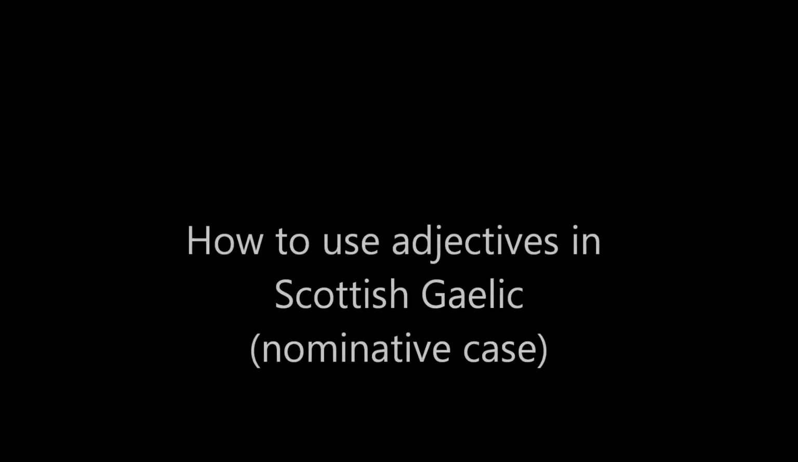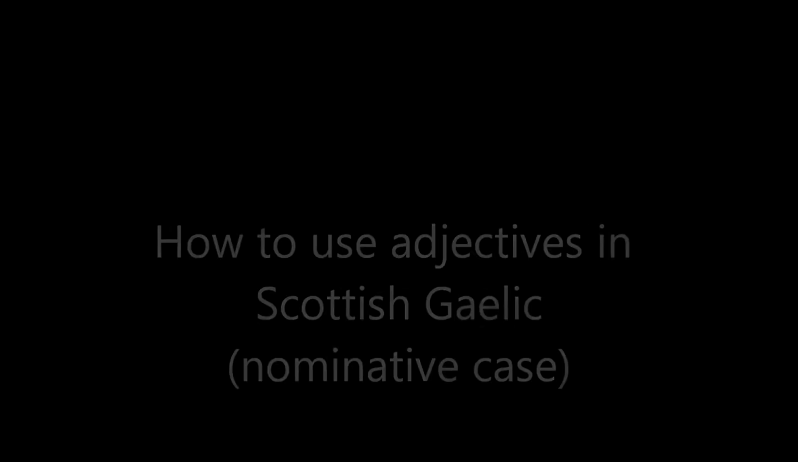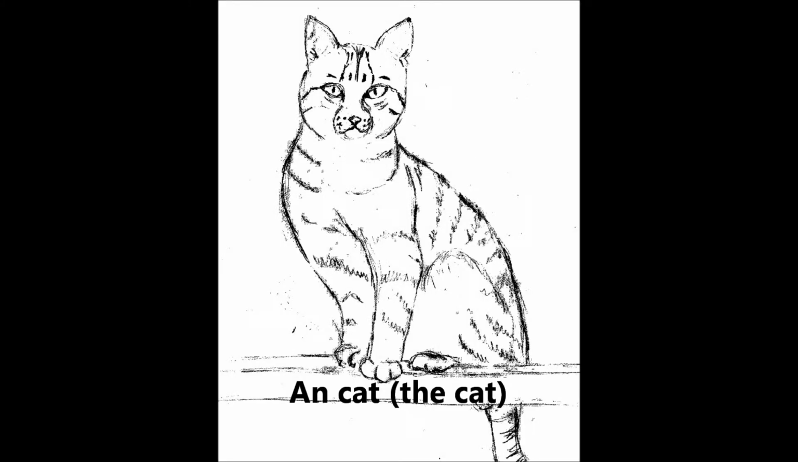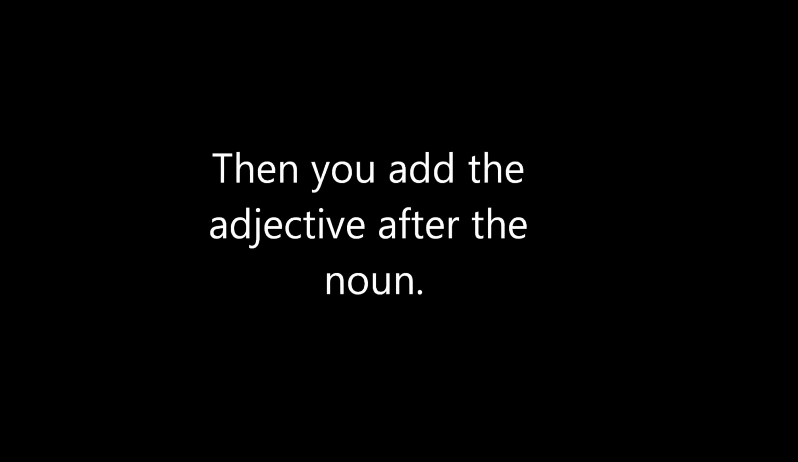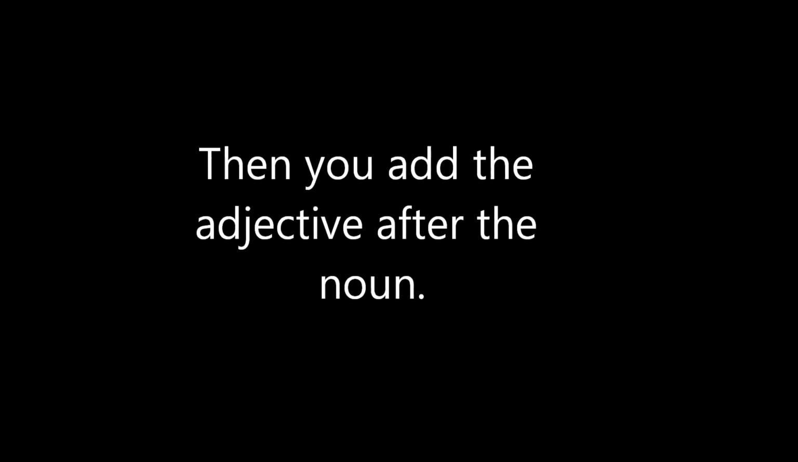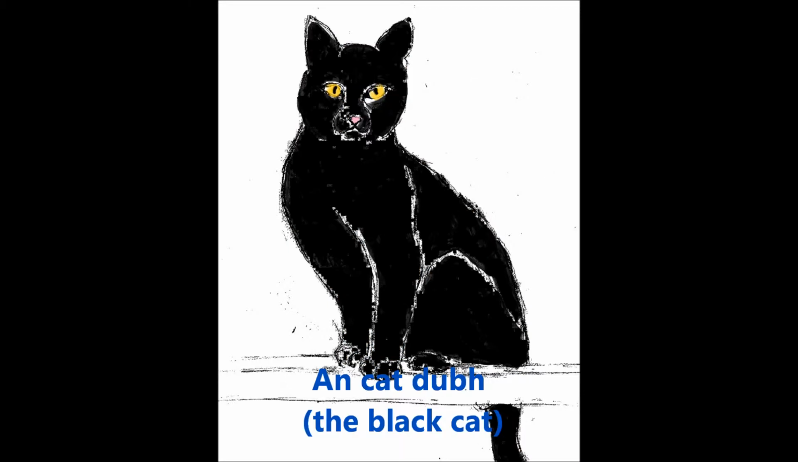How to use adjectives in Scottish Gaelic. First, you need a noun. Something like an cat. Then you add the adjective after the noun. An cat donn. Or an cat dubh.